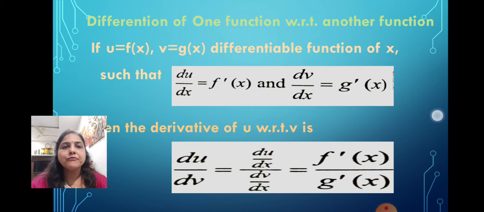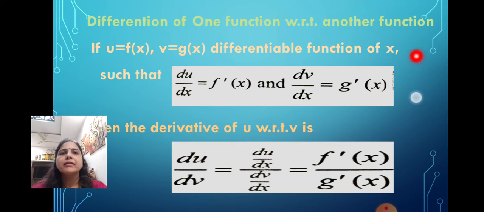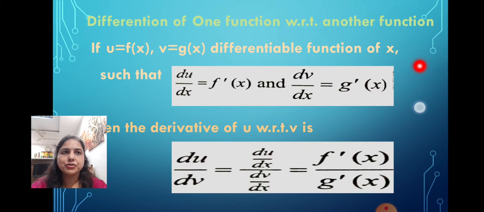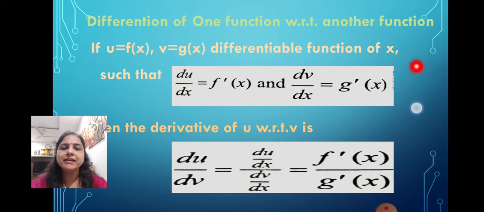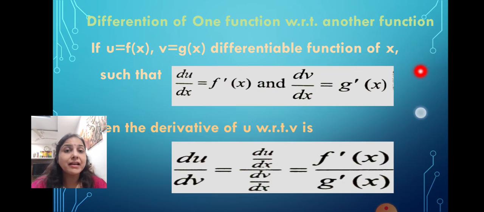For that we have to assume the variable u for one function and variable v for another function, and both are differentiable functions of x. Then we have to find du by dx as f dash of x and dv by dx as g dash of x. Now we have to define derivative of u with respect to v, that is, we have to find du by dv.